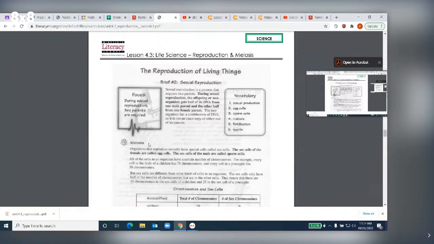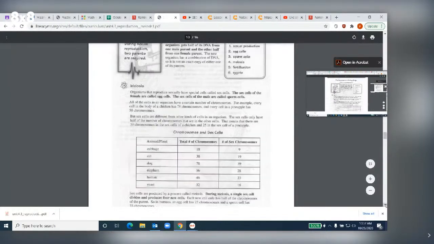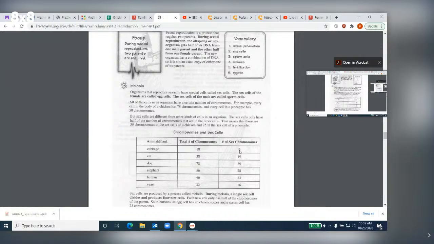So the chicken has 78, and so 39 would be from the mom and 39 would be from the dad, and the pineapple the same thing. There's 50 total, so there's 25 from each. And this kind of shows a chart so you get a better idea here. So in cabbage, there are 18 total chromosomes, but 9 of the male, 9 of the female. A cat has 38, so you'll see 19 of the male, 19 of the female. A dog is 78, 39 are from the male, 39 are from the female. An elephant is 56, 28 from the male, 28 from the female. Human, 46, so we have 23 from mom, 23 from dad. And yeast, 32, 16 male, 16 female.